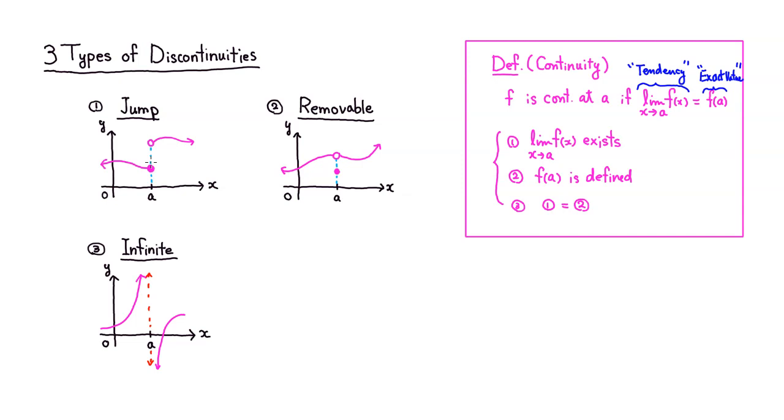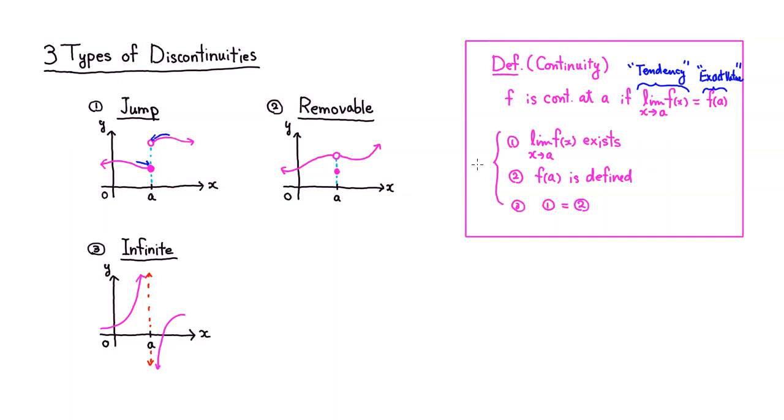Let's check this definition. We have to make sure that the limit exists at a. Does the limit exist at a? You can see that the limit does not exist, because the left-hand limit heads toward that point, and the limit from the right points to a different spot. So the left-hand limit and the right-hand limit do not agree with each other, which means that the both-sided limit, the regular limit, cannot exist at x equals a.